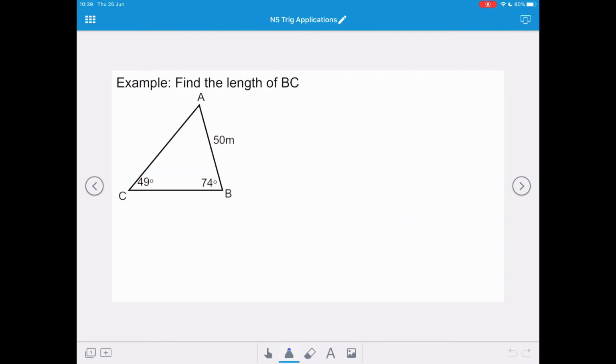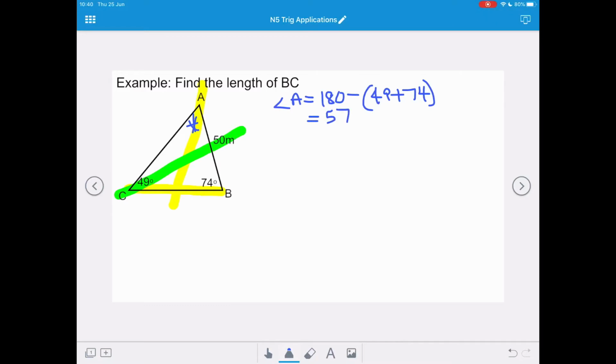So in the next example, we want to find the length of BC. And BC is the base of our triangle, so it's the side opposite angle A in this diagram. And to use the sine rule, we need another pair of angle and side, and we can see that angle C is opposite side AB, and we have values for both. However, we don't know what the value of angle A is, but we know that the angles in a triangle add up to 180, so doing 180 take away the sum of 49 plus 74 is going to give us a value for angle A of 57 degrees. So now we've got all the information we need to use our sine rule.